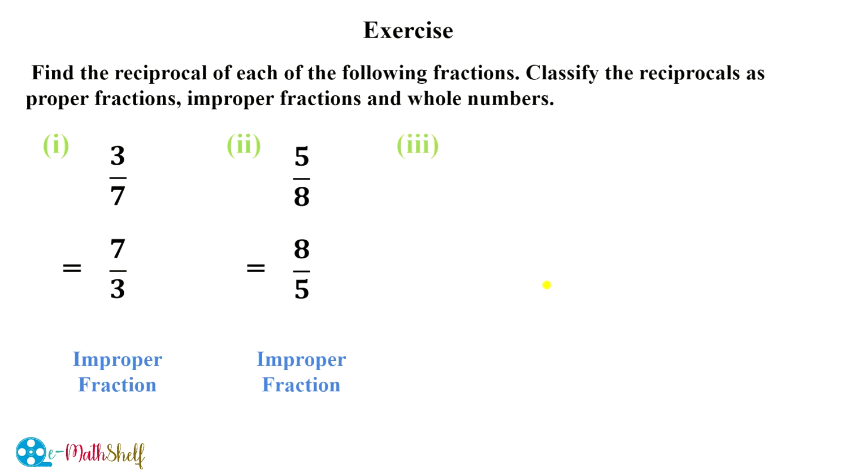Let us solve the third one. We have the fraction 9 upon 7. We need to find the reciprocal of this fraction. So what will you do? You will simply interchange the numerator and the denominator. So you will get the reciprocal as 7 upon 9. Now 7 is smaller in comparison to the number 9. So we see that the numerator is smaller than the denominator. Such a fraction is known as a proper fraction.